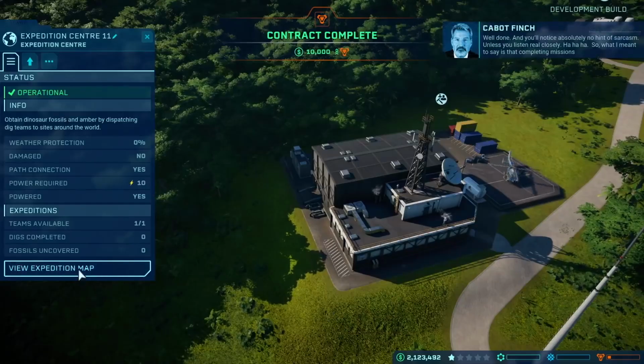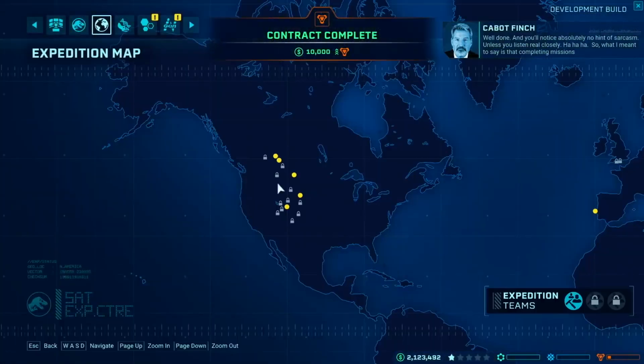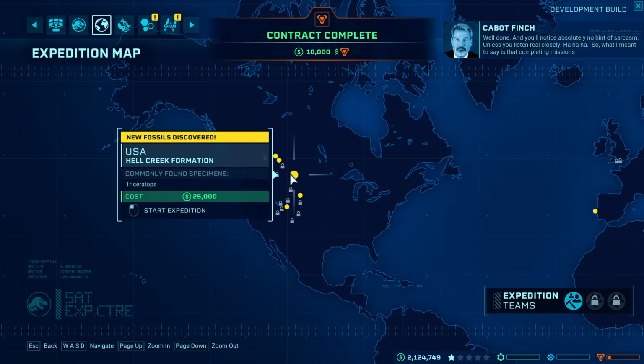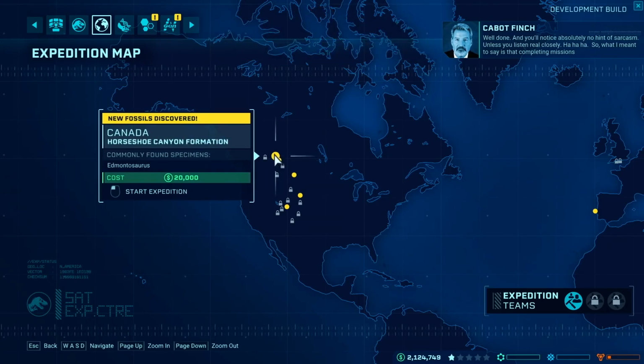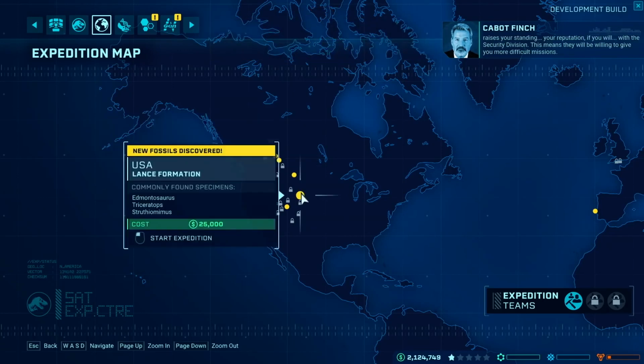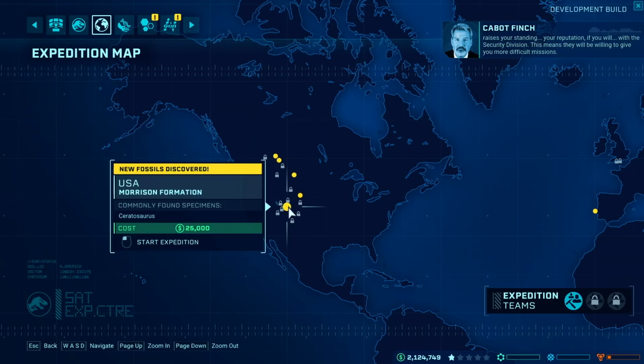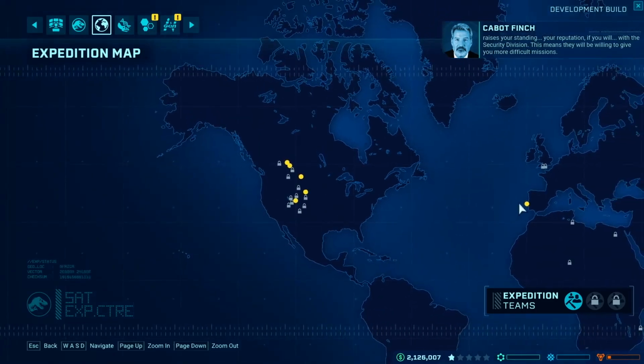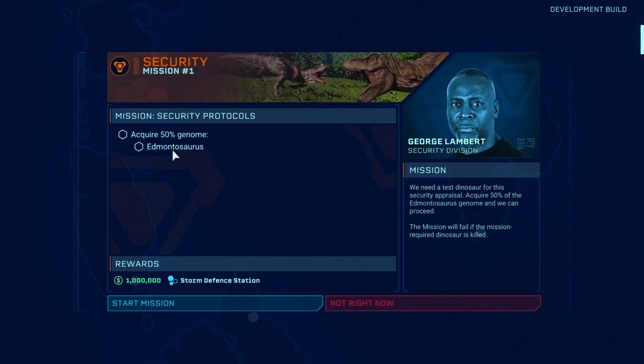Well done! And you'll notice absolutely no hint of sarcasm. Unless you listen real closely. So what I meant to say is that completing missions raises your standing, your reputation, if you will, with the security division. This means they'll be willing to give you more difficult missions.